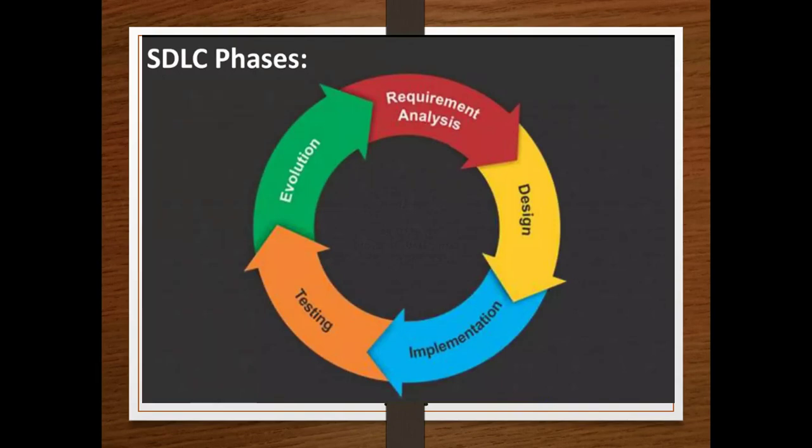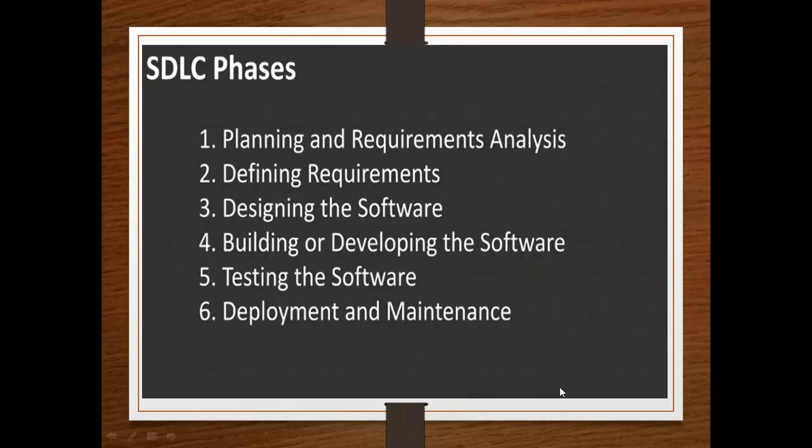When we talk about software development life cycle, one thing comes into our mind: what is this cycle? If you see this diagram, I have put it as a ring, which means it will not stop anywhere. It will keep on going till I submit and till my software is being used. If you see this particular diagram, it is requirement analysis, then design, then implementation, testing and evolution. So let's see in detail the SDLC phases.